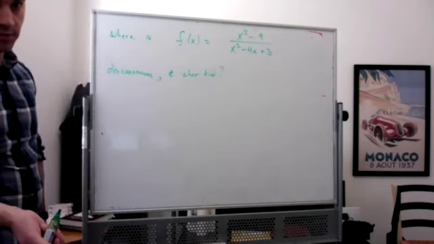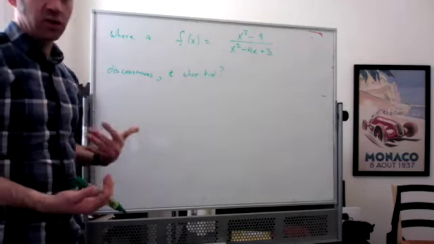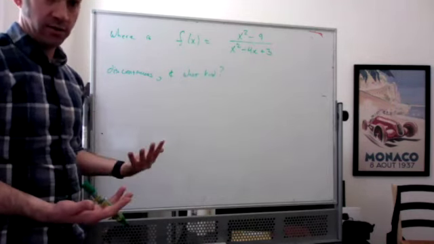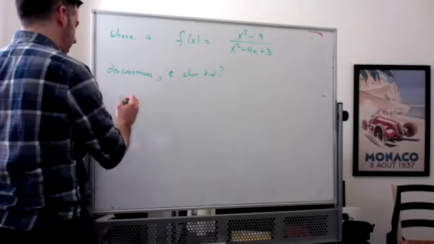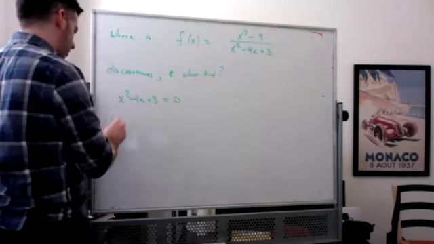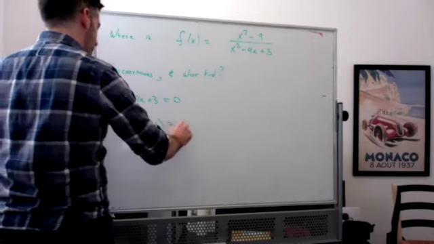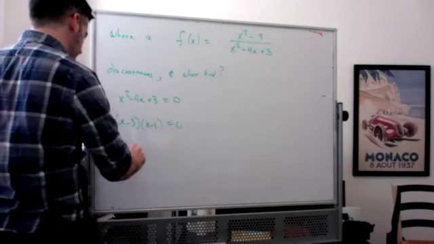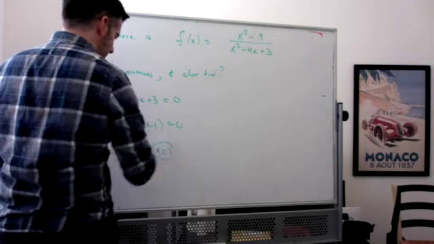All right, so again, rational function. Rational functions are discontinuous where they're undefined, meaning where the denominator is 0. So let's take a look. I've got x squared minus 4x plus 3. I'm going to factor this as x minus 3 times x minus 1. So this is discontinuous at x equal to 3 and x equal to 1.